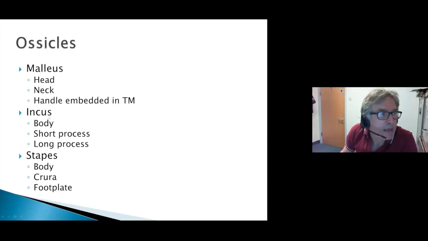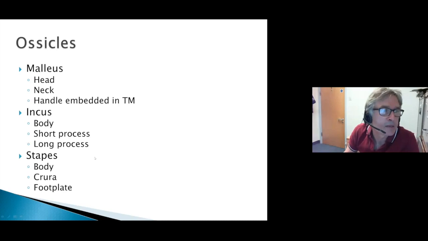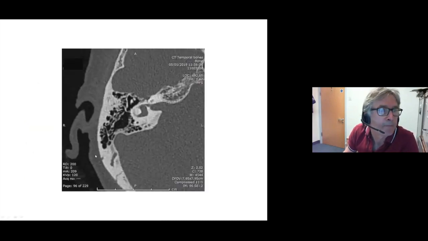And then sitting behind that, or sitting behind the head of the malleus, we have the body of the incus, which has a short process and a long process. And then finally, the long process articulates with the body of the stapes, which has two crura and a footplate that inserts into the oval window. And we should be able to see all of those things on a well-performed CT scan.